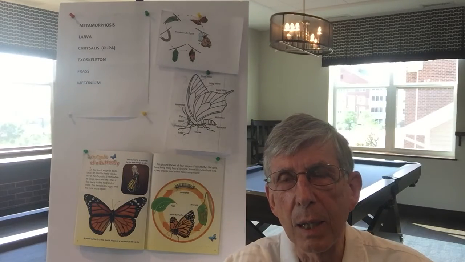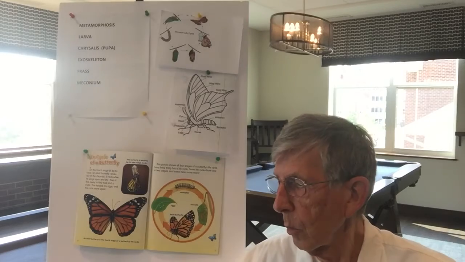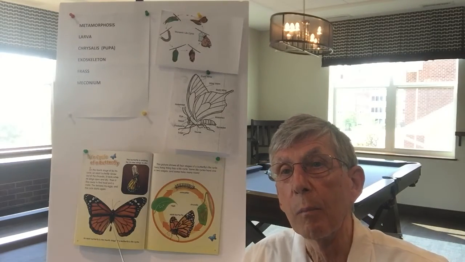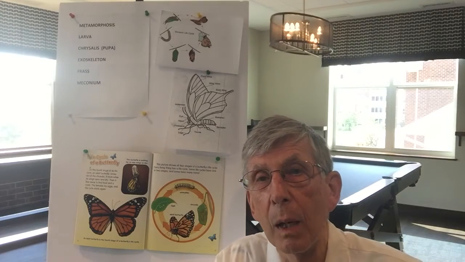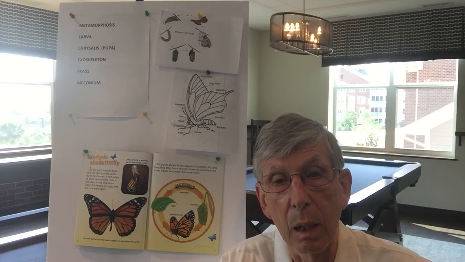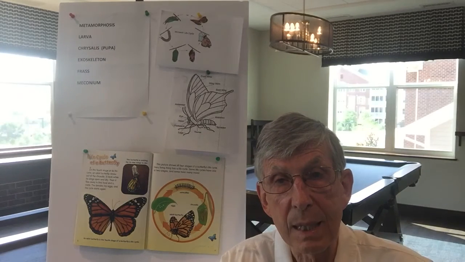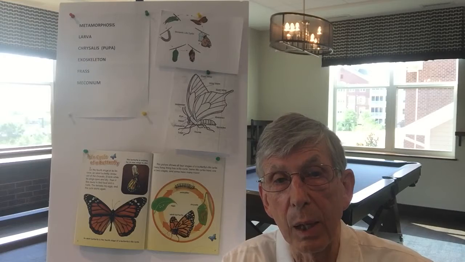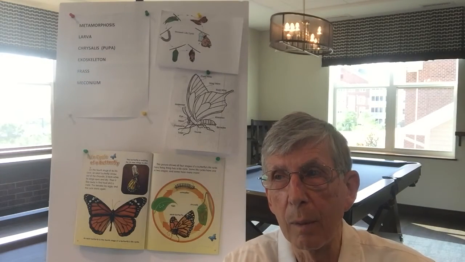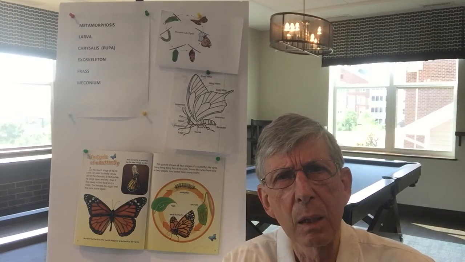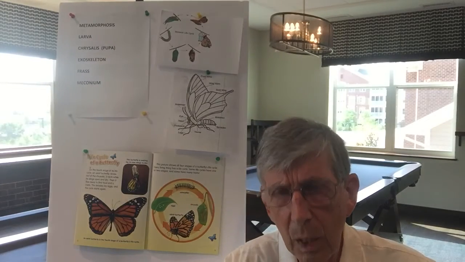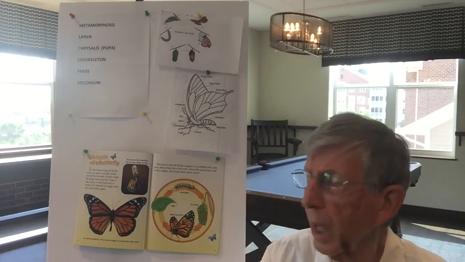As you can see beside me here, we're going to be talking a little bit about the life cycle of monarch butterflies, but I'm also going to bring in another type of insect related to the butterflies, which are called moths. You've probably heard that before. And we're going to follow the life cycle of a moth also. So let's begin with the life cycle.